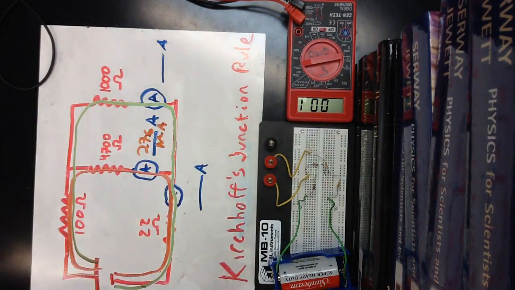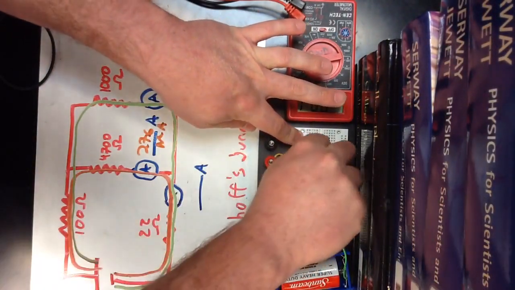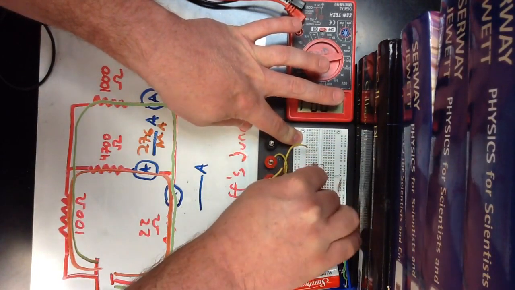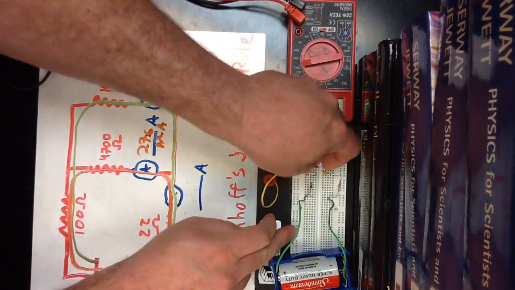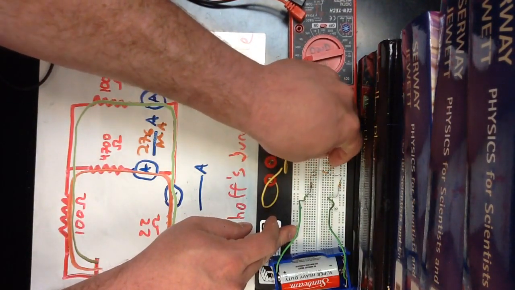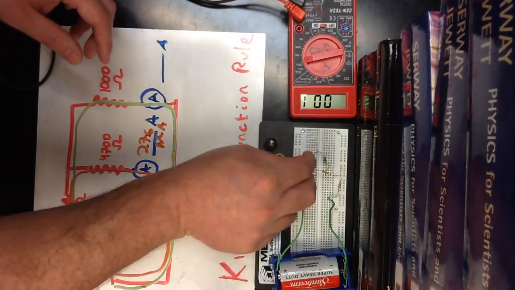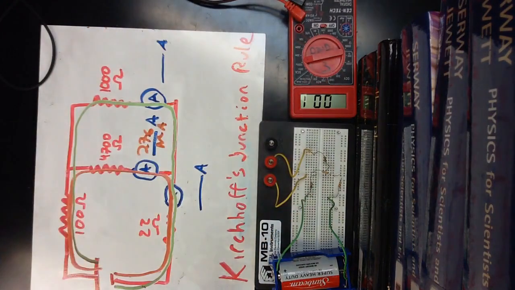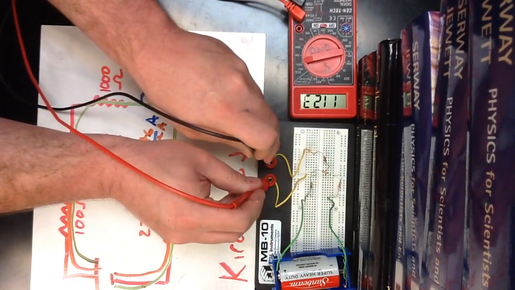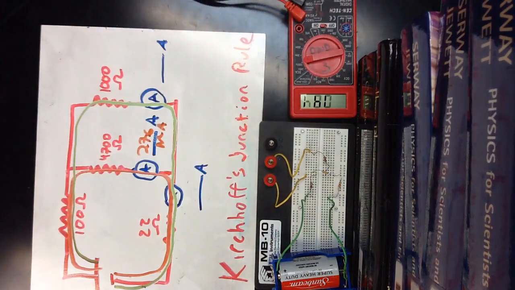And now we'll go through the 1000, so we have to put the circuit back together. 4700 goes back like it used to be. And we'll pull the 1000 out. Put a yellow wire where it should be, yellow wire to it, and we'll get its current: 1211 microamps.